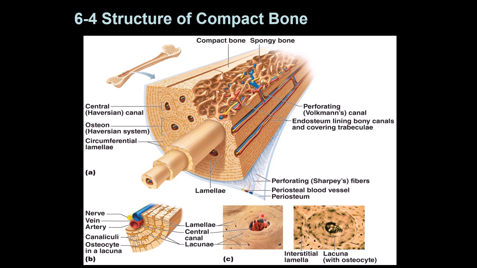If you look at this image, it's the same idea. This is the concentric lamellae, and these are the osteocytes, the central canal here, and the content of the central canal. In this one, these dark areas are the osteocytes, and these small lines are the canaliculi. This is concentric lamellae like this, and here in the middle is the central canal and its content. So what is a lacuna? A lacuna is a cavity where the osteocytes are located.